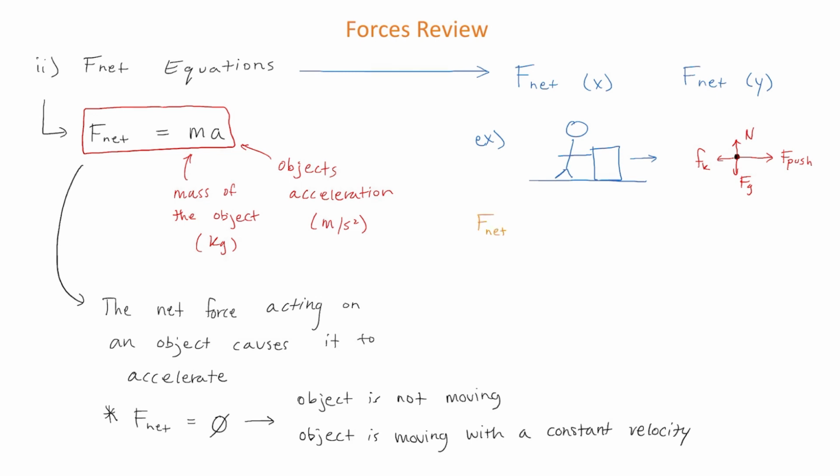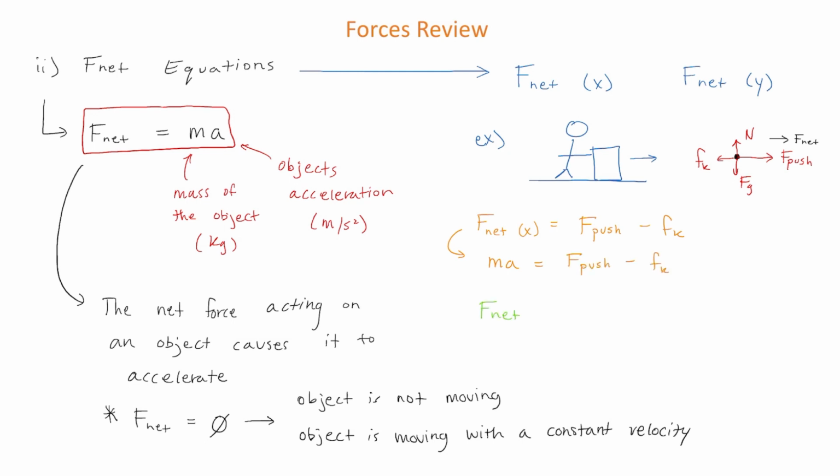And now I want to write my Fnet equations. Because we have forces acting along both the x and the y-axis, I know I have to do an Fnet x and an Fnet y. Let's start with Fnet x. Fnet x is the sum of all the forces acting along the x-axis. So we have Fnet x is equal to the pushing force minus the kinetic friction. The pushing force is positive because it's a vector that's pointed to the right, and the friction force is negative because it's a vector that's pointed to the left. And because I know the box is accelerating to the right, I can replace Fnet x with ma.